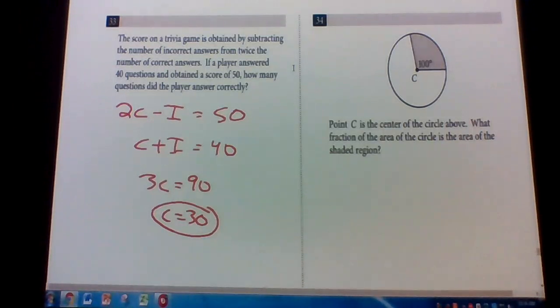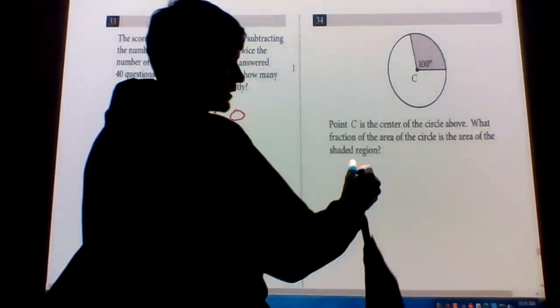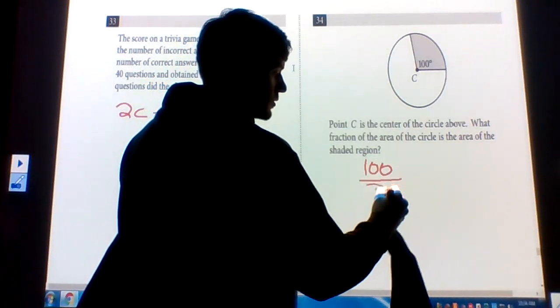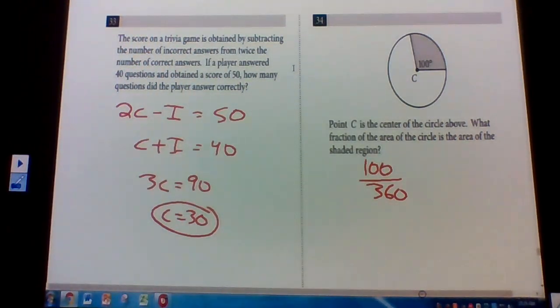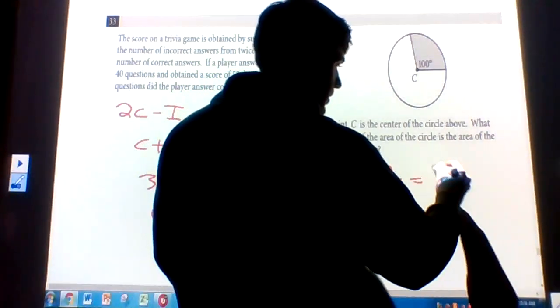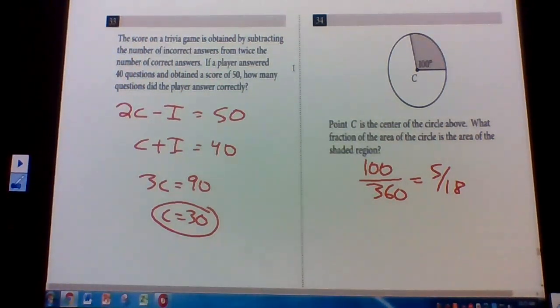34, point C is the center of the circle. What is the fraction of the area of the circle of the shaded region? So there's 360 degrees in a circle. So we're looking at 100 divided by 360. You just put that in the calculator, and it gives you 5 over 18. 5 over 18 is what I got. 34, 5 over 18, or you could also put a decimal.